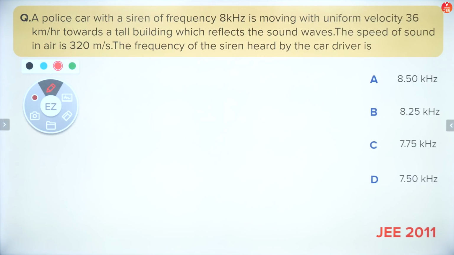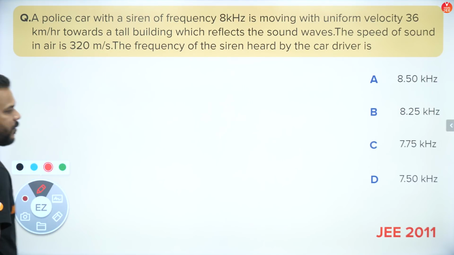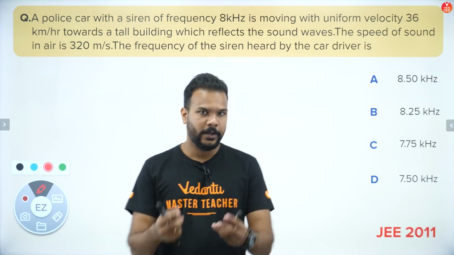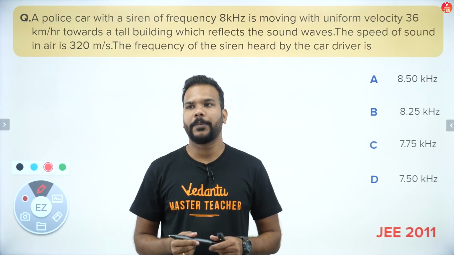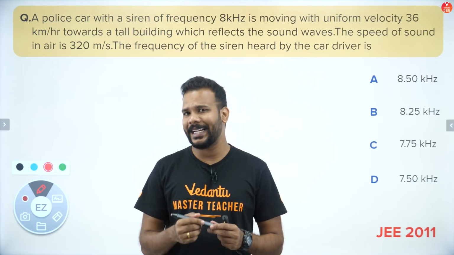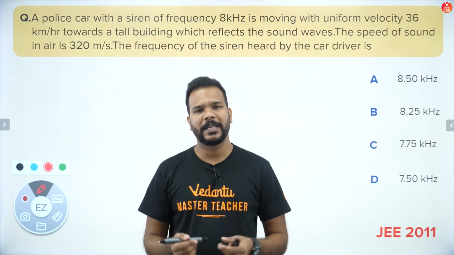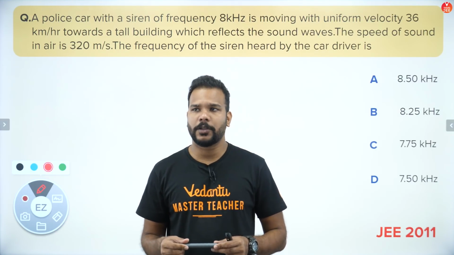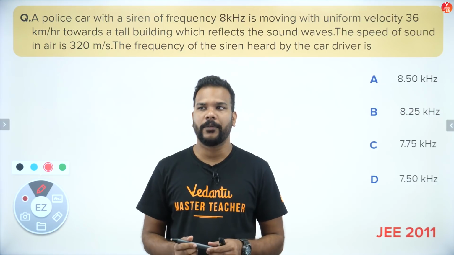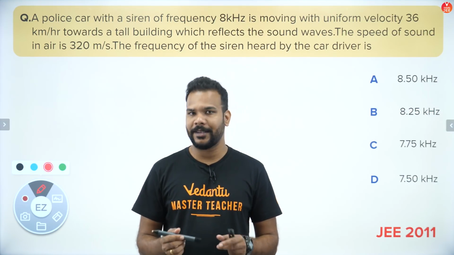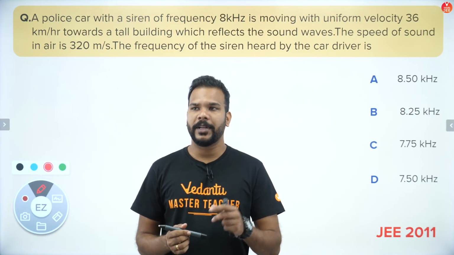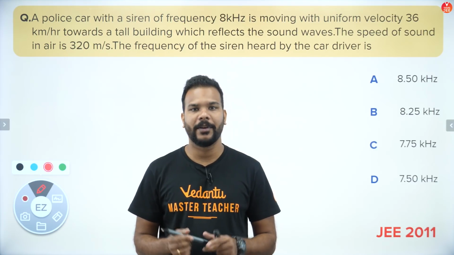The next one and the fifth one is a question from Doppler's Effect. Well, guys, what does this say? That we have a police car with siren of frequency 8 kilohertz, which is moving with uniform velocity 36 km per hour, which is basically 10 meters per second, towards a tall building which reflects the sound wave. The speed of sound in air is given as 320 meters per second, and the frequency of the siren heard by the car driver is to be found.